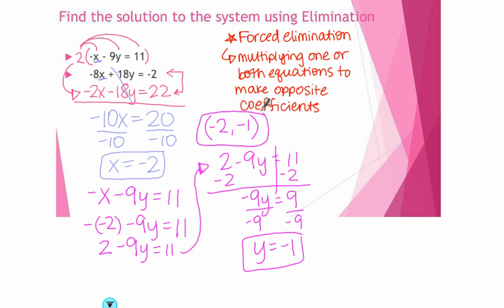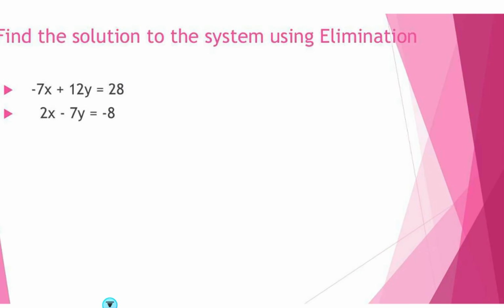Alright, let's check out another one. Alright, sometimes we have to do what I would call a double forced elimination. If we look at these, we had an easy opportunity in the last one where we could multiply a 9 by a 2 and get to 18.